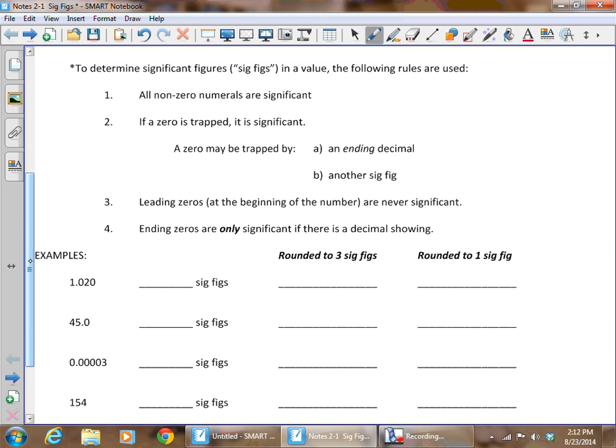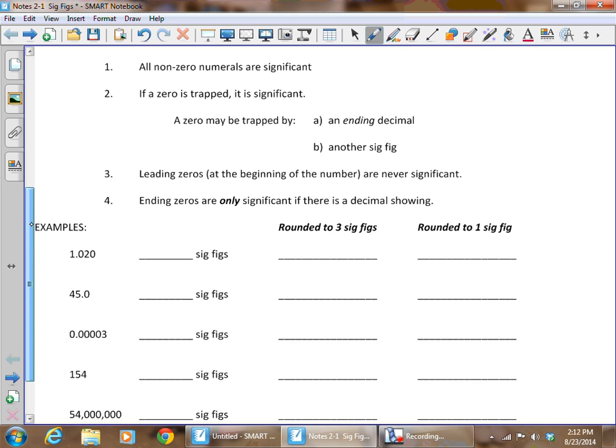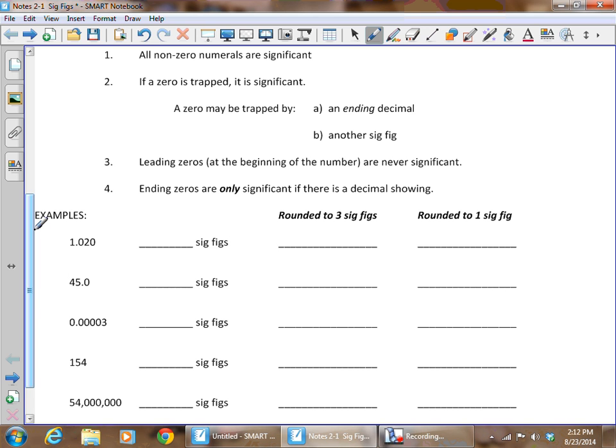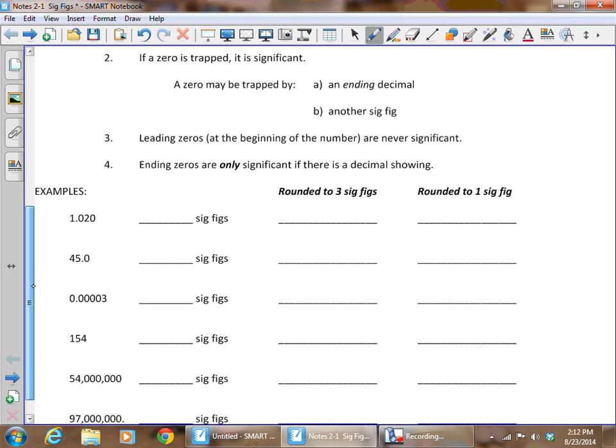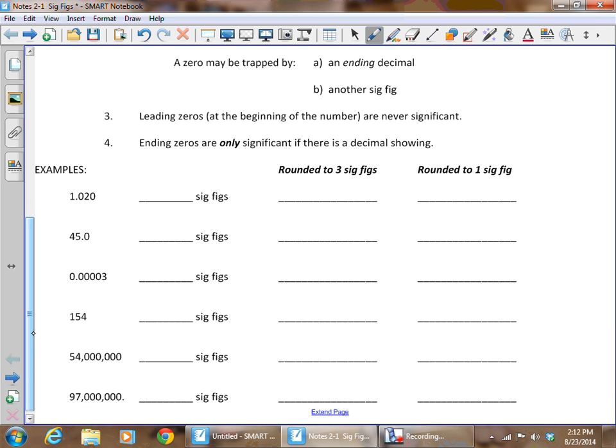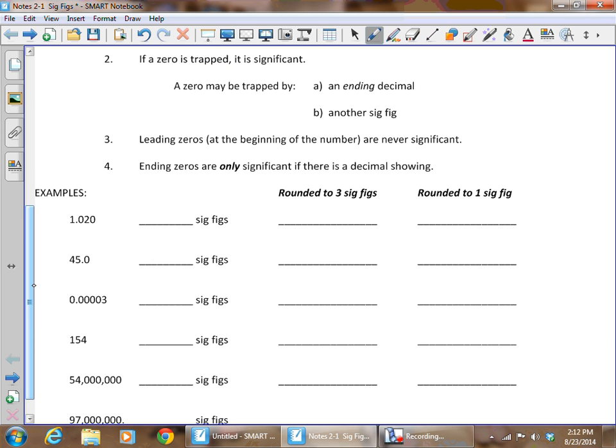All non-zero numbers are significant. So if we look at these example values down here, if all non-zero numbers are significant, then I could go through here on each one of these values and mark the non-zero numbers and know automatically that they are significant. So on this first example, I'm going to mark the 1 and the 2 because they are not zeros and therefore they are both significant digits.